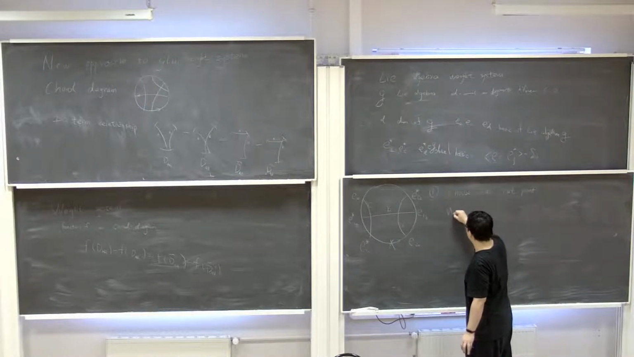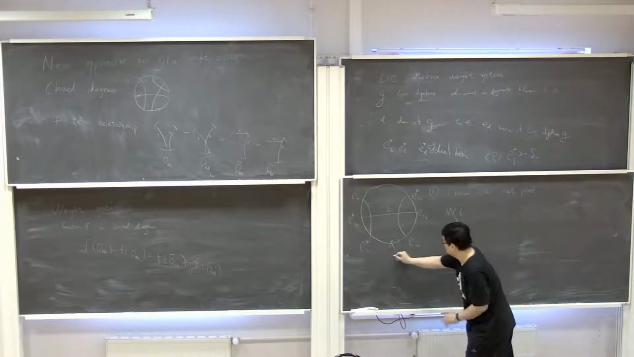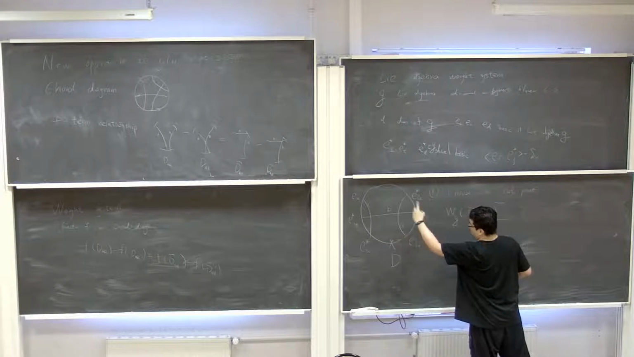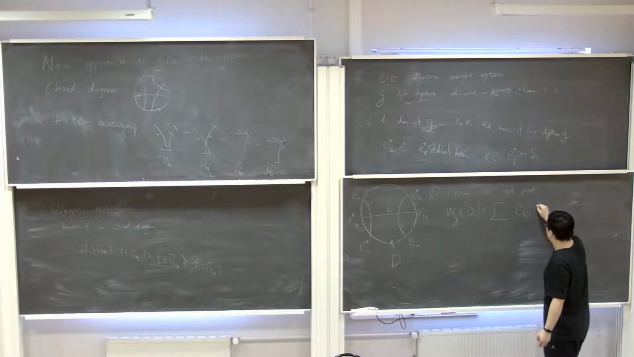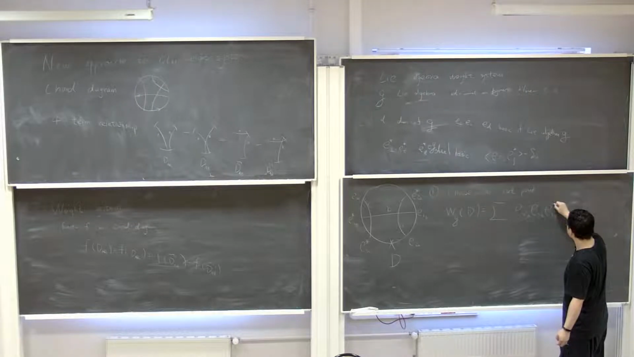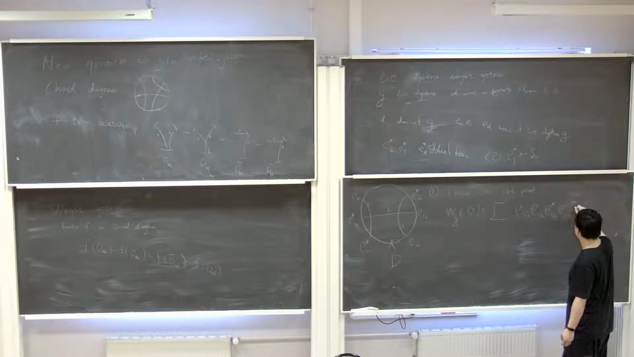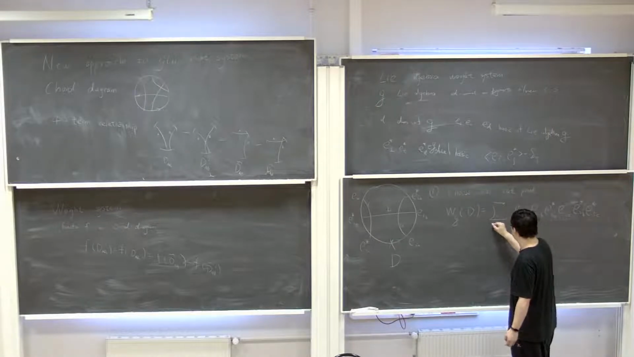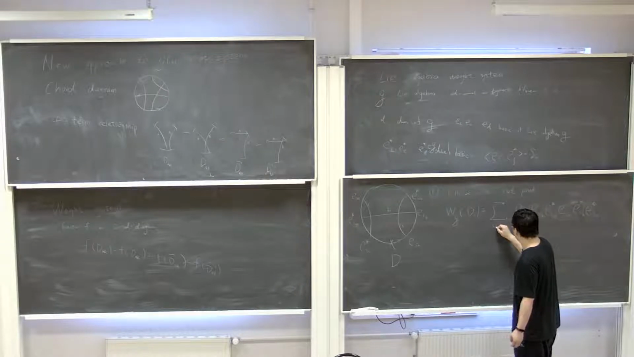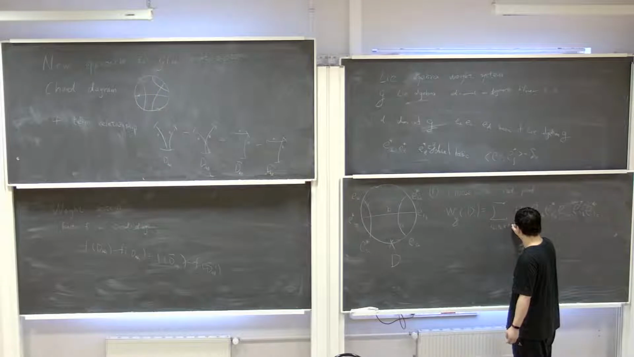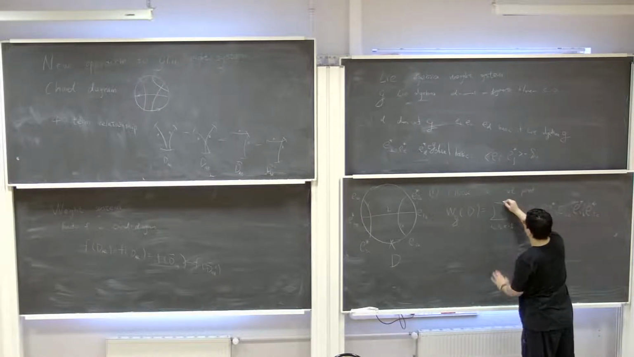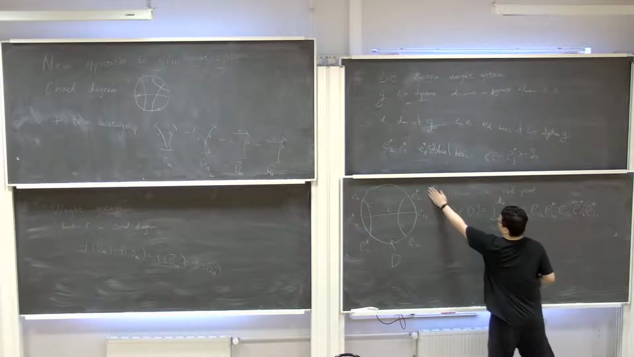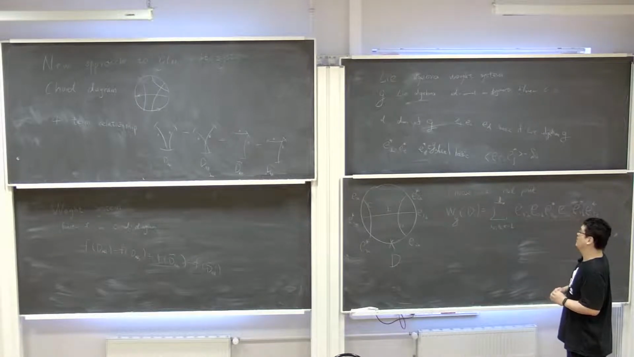And now we can write the weight system of the Lie algebra G of this chord diagram D. You take the product of everything along the loop: E_iA, E_iB, E_iA star, E_iC, E_iB star, E_iC star, and you sum over all the indices from 1 to D. So this is the definition of the Lie algebra weight system, and we claim something.